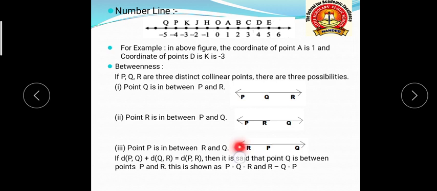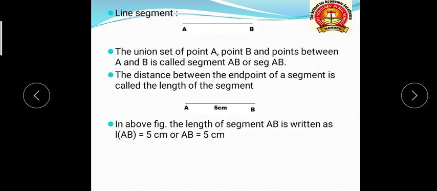Line means a figure with arrows. If an arrow is mentioned, it means that it is infinite. But if the points are mentioned, then we say line segment, not only line. The distance between the endpoints of a segment is called the length of the segment. For example, this AB is a line segment having a length of 5 centimeters, and therefore the length of AB is equal to 5, or you can write only AB = 5. It means that the line segment has a length of 5 centimeters.